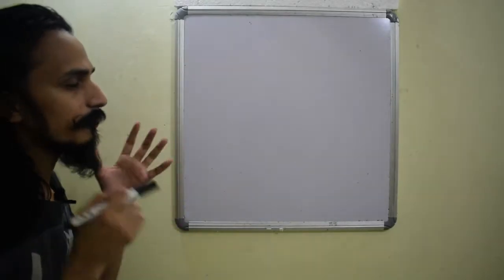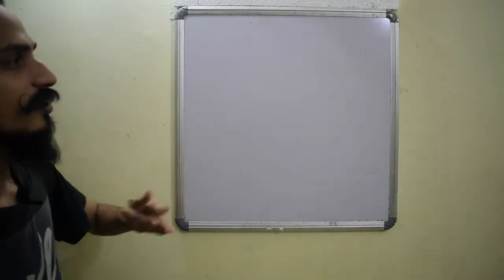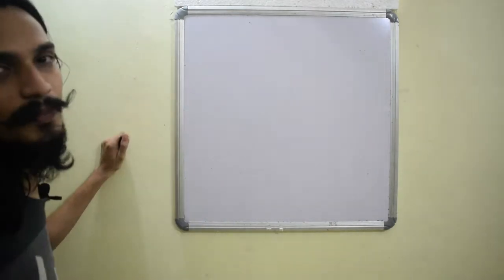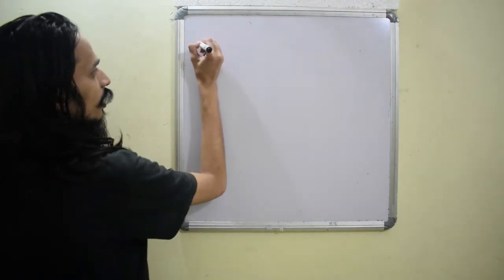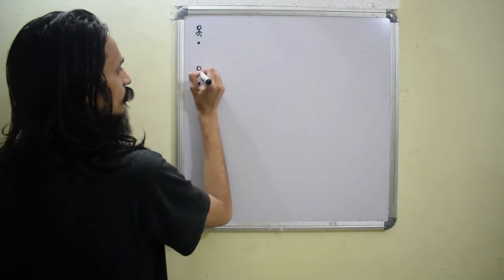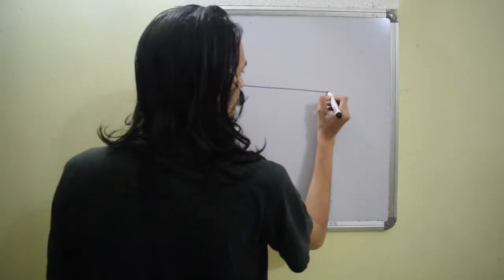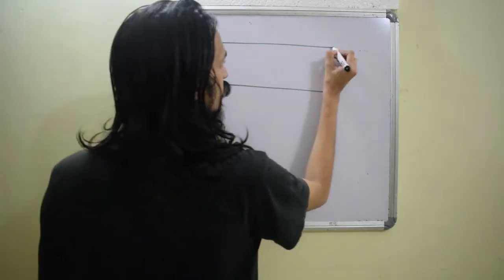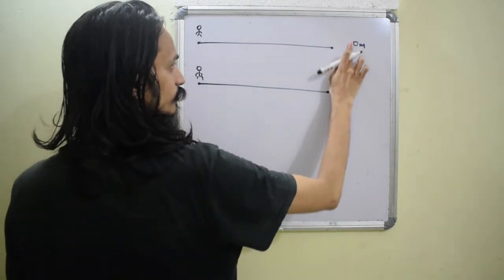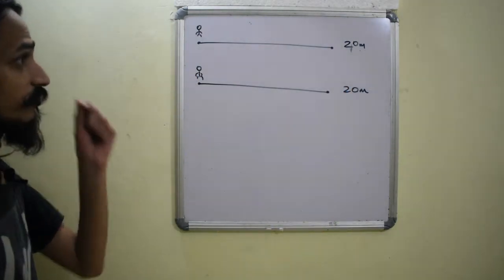To give you a clear example, we're going to take two examples on the board. I want you to try to follow it and understand what it is. It's very simple. I will be talking about two people right now, person A and another person B. There are two people who are going on the same path. Let's make it 20 meters long. Both of them are moving on the same path of 20 meters.